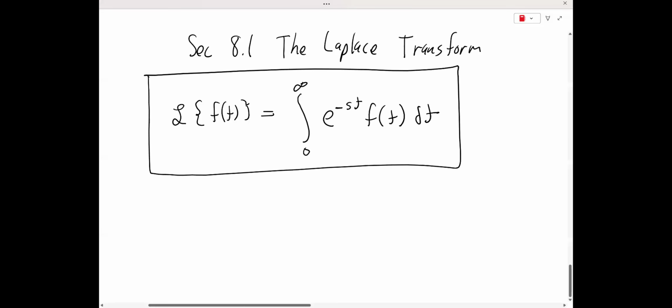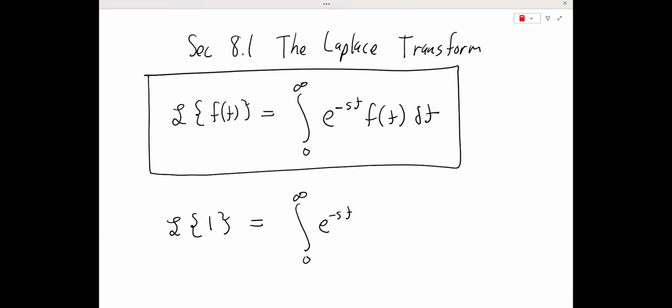I think the easiest way to do this is to take an example. Let's find the Laplace transform of something. Let's say the Laplace transform of 1, for example. Basically, we just follow the definition here. So you get the integral from 0 to infinity of e to the negative st times 1, right? Because it's like times 1 here.